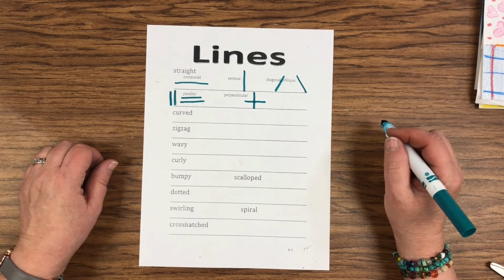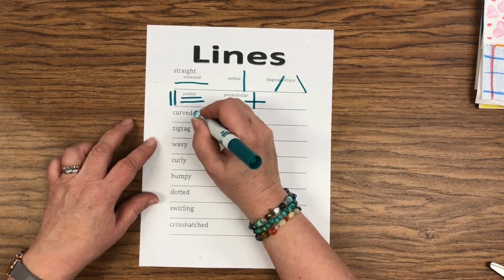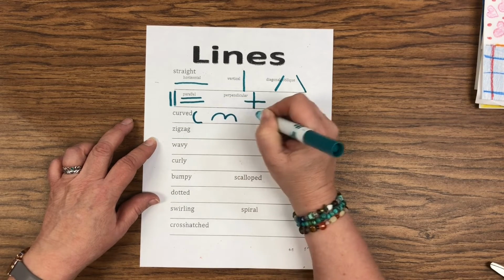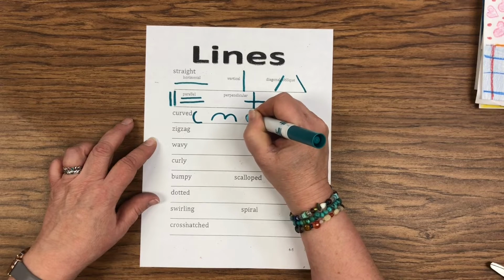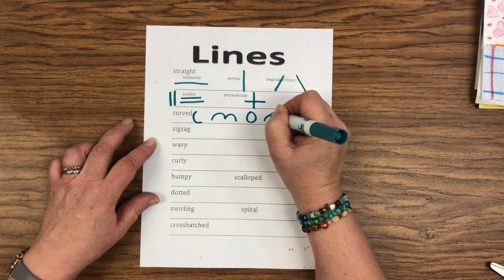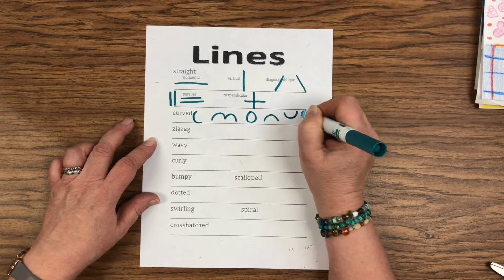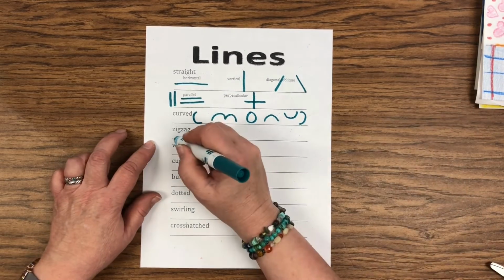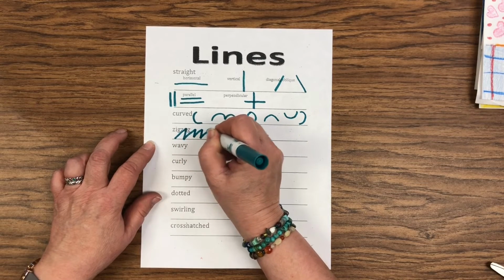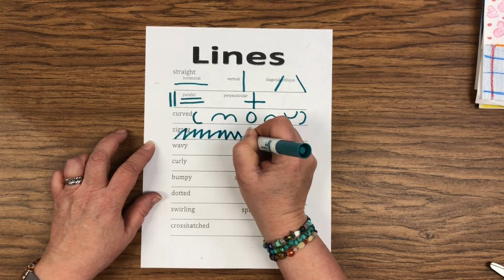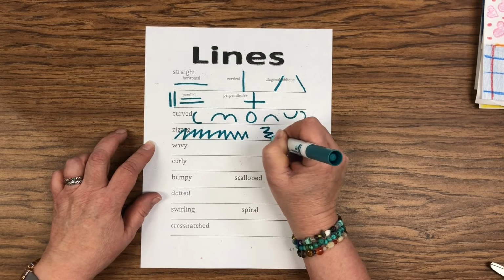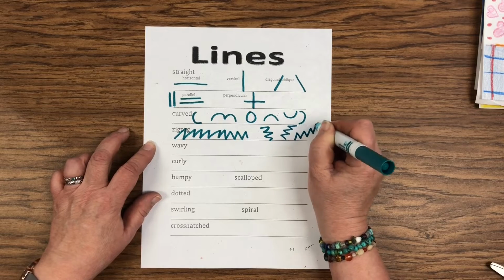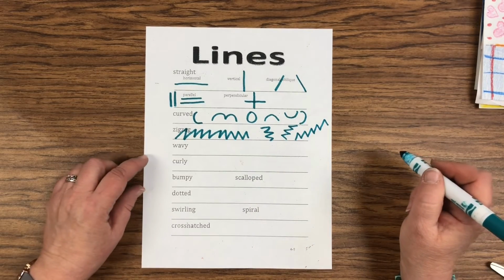All right, now curved lines. Any line that has a bend in it is a curved line. It could be like this. Let's make some curved lines. Circles are curved lines. Zigzags. Wavy.